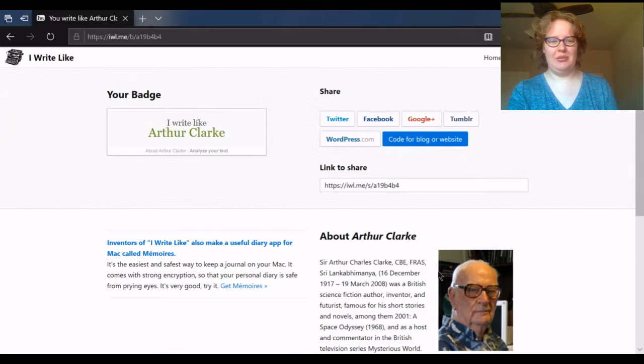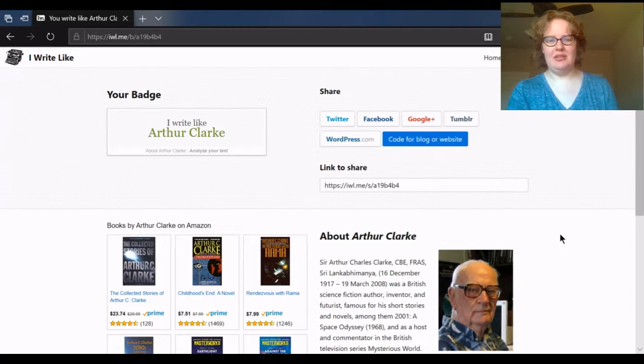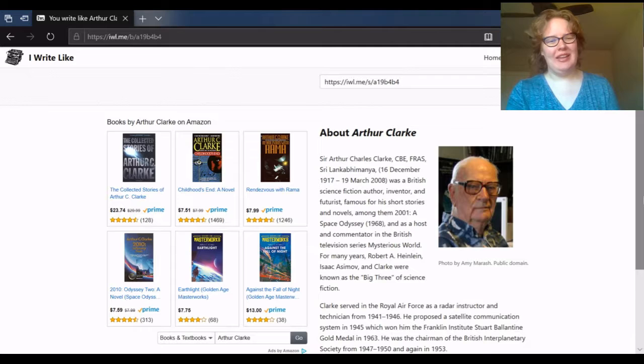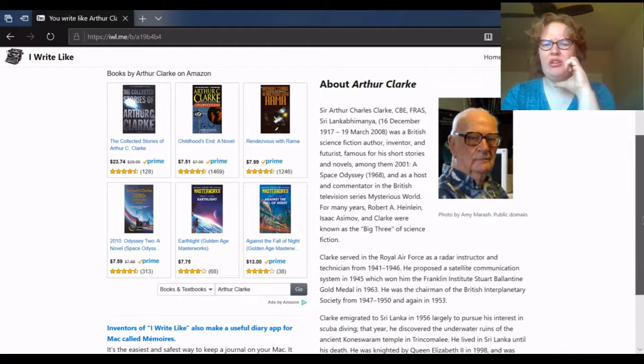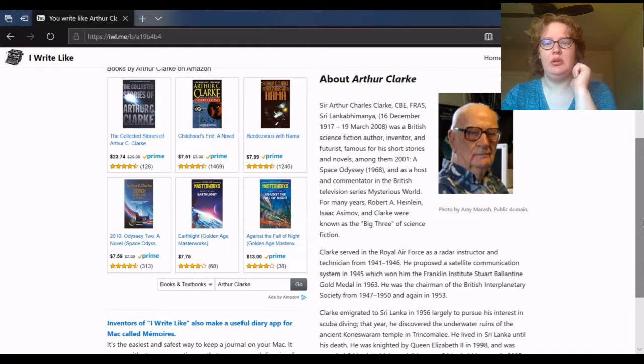So let's see if my news article comes up with a different writer. I'm very curious. I wonder if I'll get a journalist. I write like Arthur Clarke. The collected short stories of Arthur C. Clarke, Childhood's End, a novel, Rendezvous with Rama, 2010: Odyssey Two, a novel, Earthlight, and Against the Fall of Night. Sir Arthur... he's a sir. Okay. So the Queen approves.